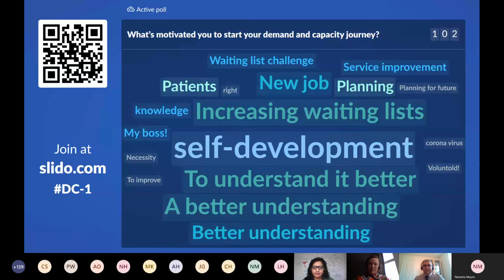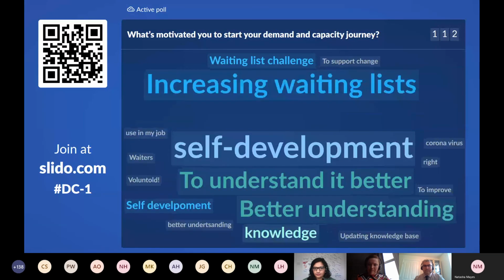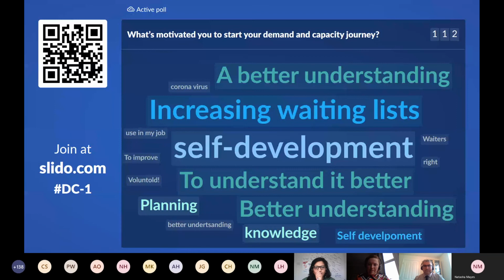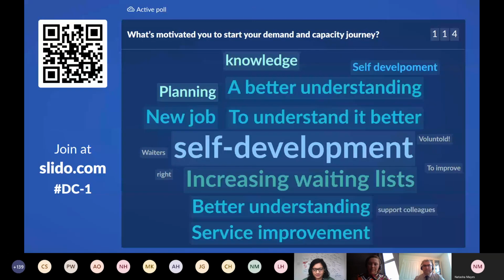Waiting list challenge. And although it's come up in a couple of different ways, so it's not necessarily the biggest word, I do wonder if that is one of the biggest themes in terms of waiting lists. As Matthew said, we will be looking at waiting lists in quite a bit of detail as we go through the course. So we'll be looking at the practicalities of how to do that and how to understand the metrics that you've got.